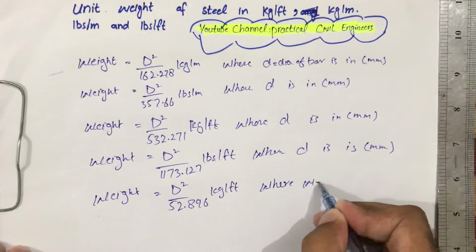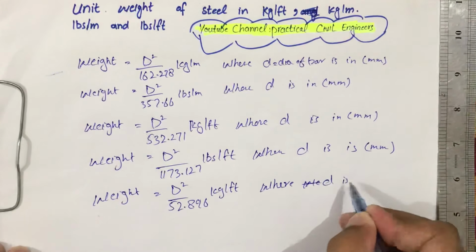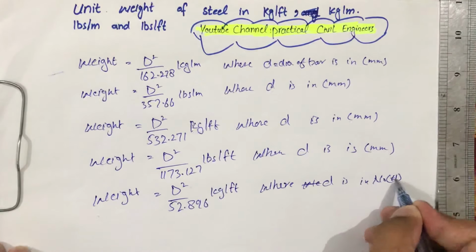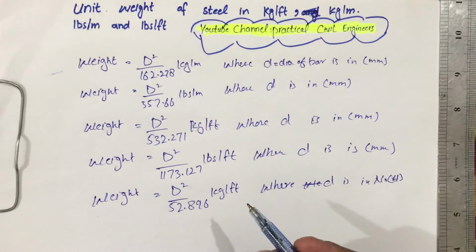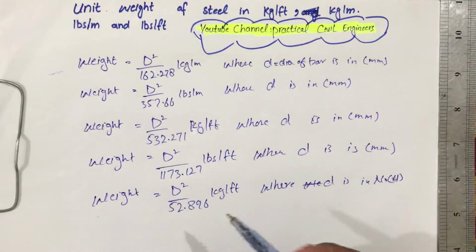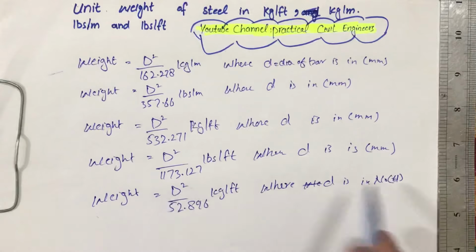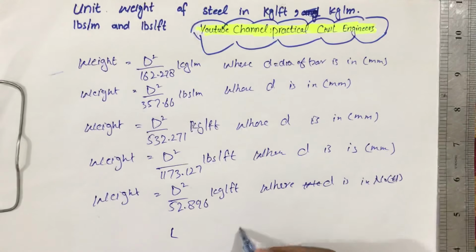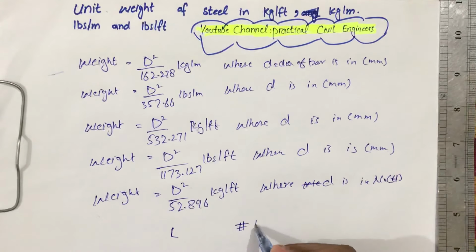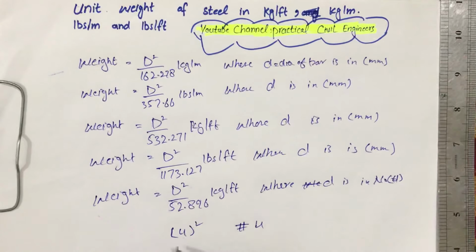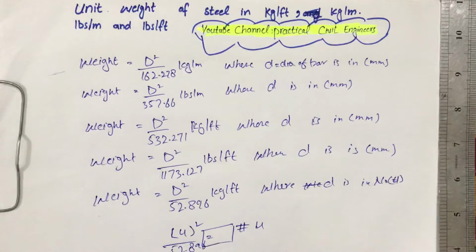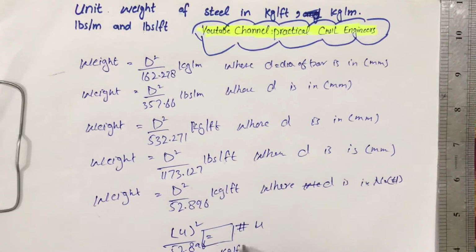d is in number, like 4 suta, 6 suta, 8 suta, 2 suta. So when we put d in suta, for example 4 suta, then 4 square divided by 52.896, so the answer will be in kg per feet.